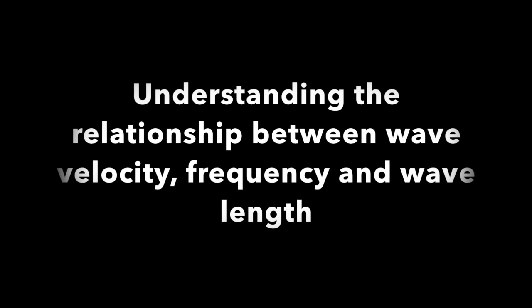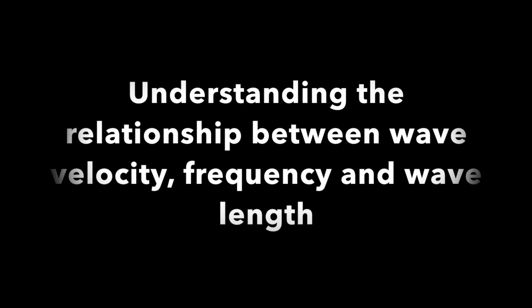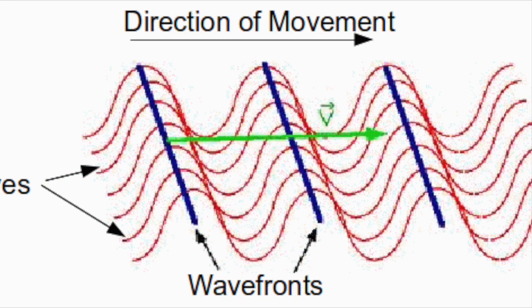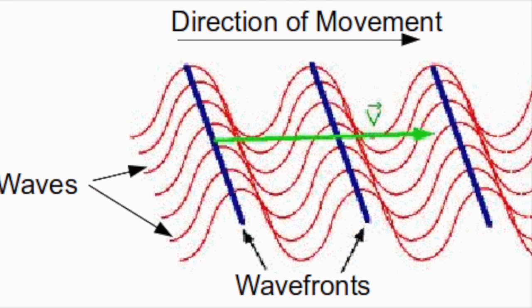Understand the relationship between wave velocity, frequency, and wavelength. First of all, in order to understand the relationship between wave velocity, frequency, and wavelength, we must know the definition of it. The velocity of a wave is distance at given points when the wave travels in a particular time.